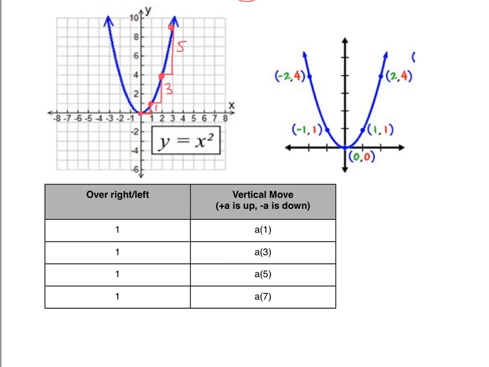So if your A is 2, then these numbers are going to change here for your steps. It's going to go over 1, up 2, over 1, up 6, over 1, up 10, over 1, up 14, and so on. Of course, at this point, I'm probably at a graph room. But the A affects your step. So your A has to get multiplied to these magic numbers here, the 1, 3, 5, 7.